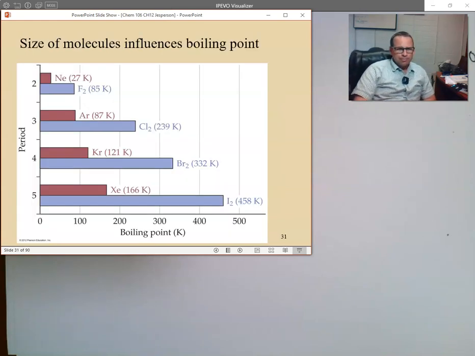So here we go. Size of molecules influences boiling point. All right. Alyssa, what kind of intermolecular forces are we talking about when we say that the size of molecule influences the boiling point here? The London forces. The London forces, that's right.